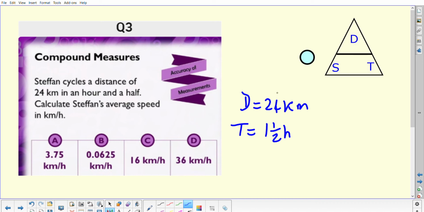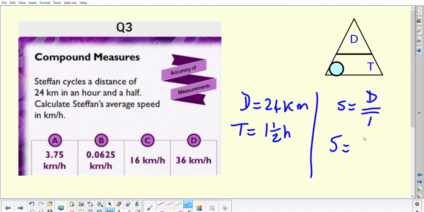So again, if you're wanting to work out the speed, cover up. You can see the formula for speed is distance divided by time. So your distance unit would be 24 kilometres divided by your hours. Now 1.5, that's one of the ones, the half an hour, the 30 minutes, we expect you to know goes in as 1.5 when you do that calculation.